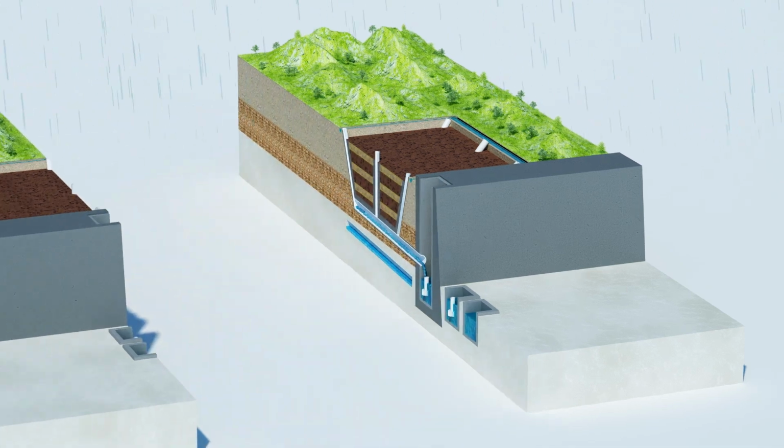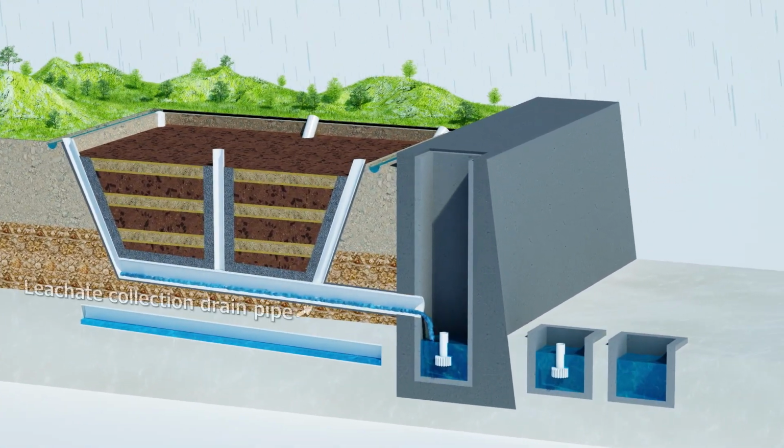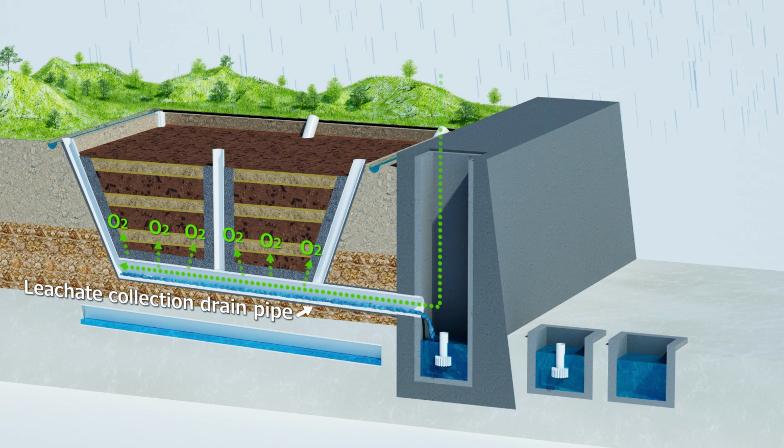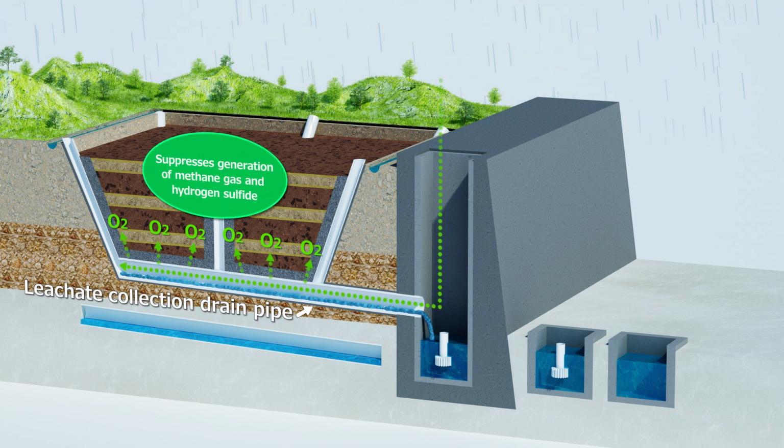However, in the structure of the Fukuoka method, air naturally flows into the landfill layer through the leachate collecting and drainage pipe, which maintains an aerobic atmosphere and increases the activity of microorganisms, which can suppress the generation of methane gas and hydrogen sulfide. As a result, it is expected that the aerobic landfill method will improve the odor and stabilize the landfill site at an early stage.